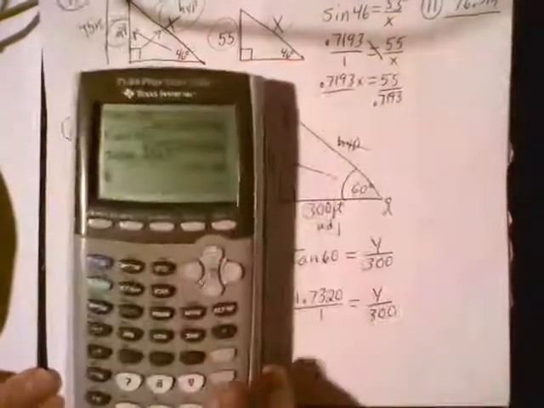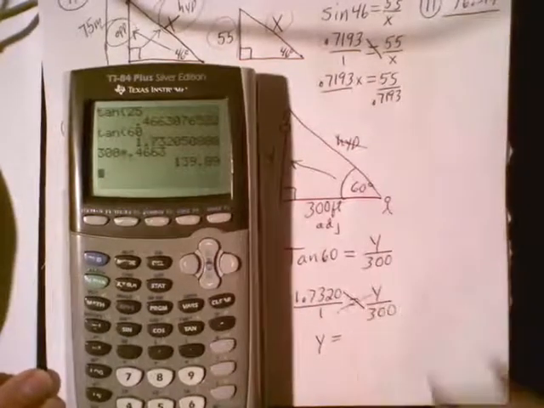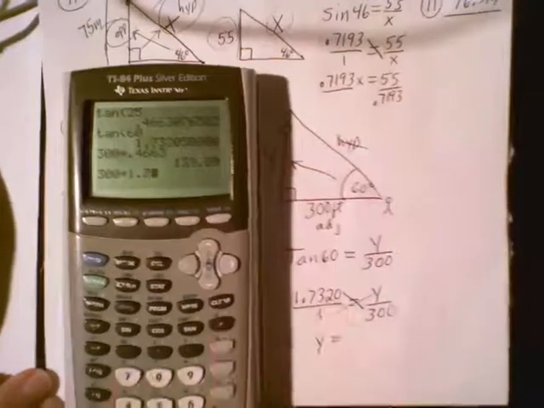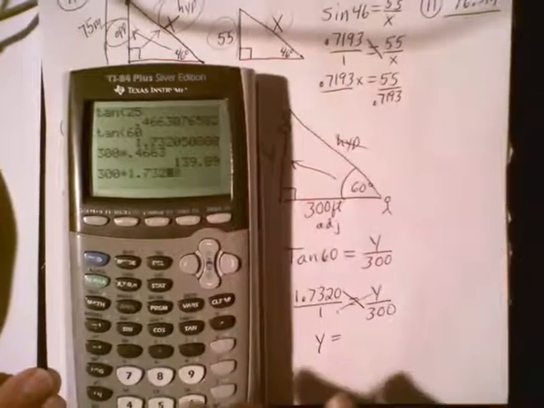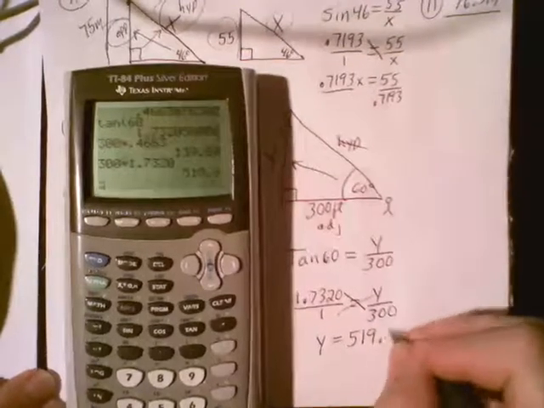Do the same thing on the other side. We're just going to get y that way. So 300 times 1.7320. I get 519.6.